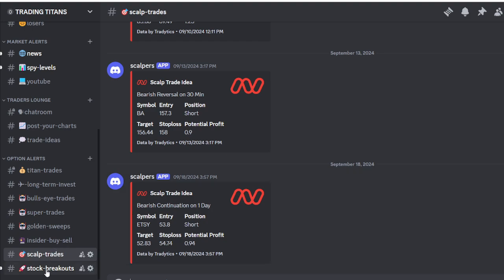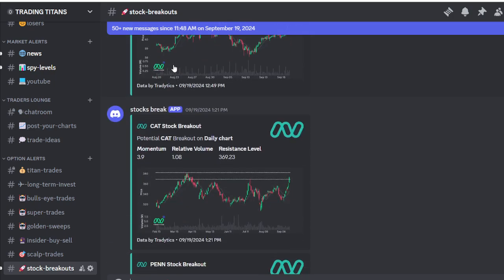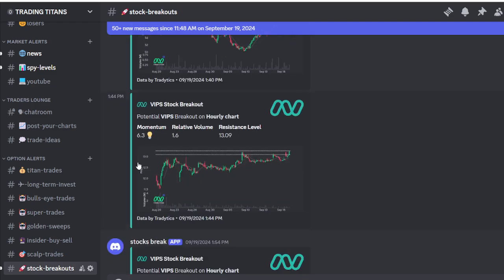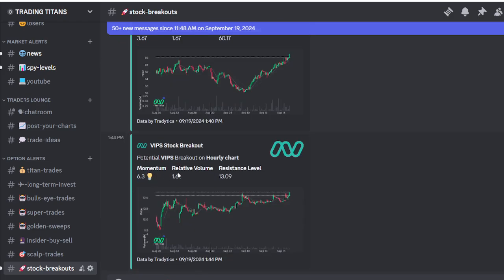And then lastly, but not least, you have the stock breakout tab, where it shows any stocks that are breaking out, to the upside or even to the downside. It'll show you the resistance level that was broken, momentum, and so forth. Anytime momentum is over 5, that's a strong breakout.